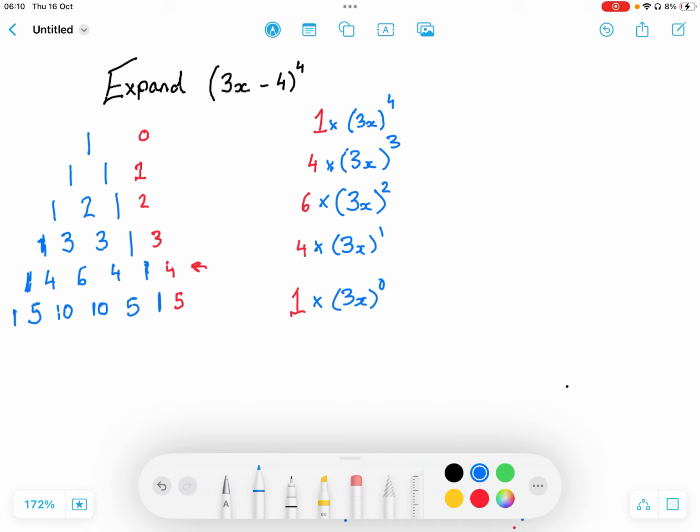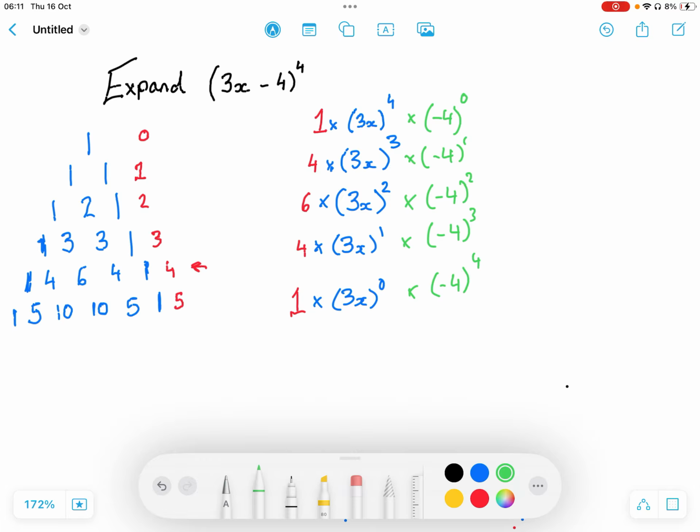Now it's the same thing with our negative 4. Remember, that's a minus 4, a negative 4, because there's that minus in the bracket, so we'll go green. So then it's going to be ascending powers of negative 4. Notice I'm putting it in brackets to make sure that I'm not making any mistakes here. Negative 4 to the power of 1, negative 4 to the power of 2, negative 4 to the power of 3, negative 4 to the power of 4.